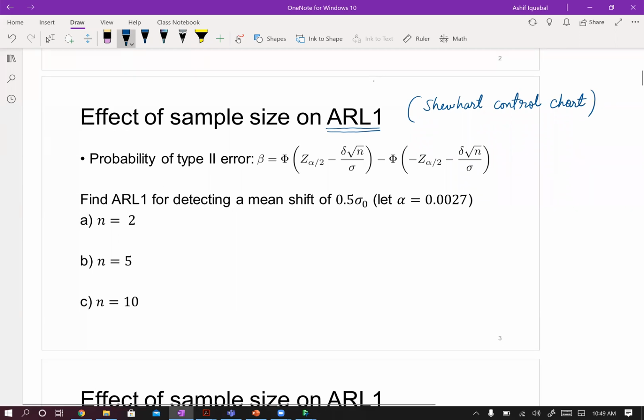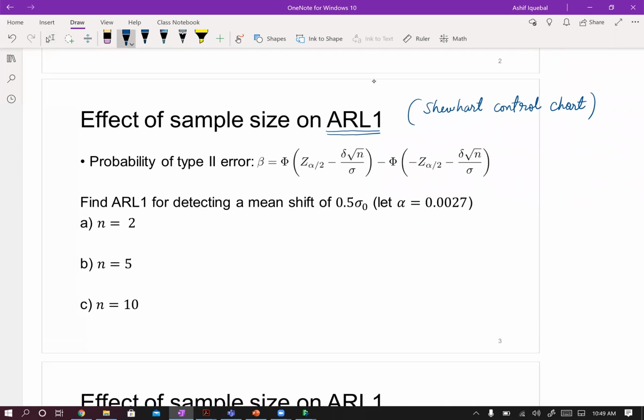So let's actually go back and look at how we calculate ARL1, all right? If you remember, ARL1 is equal to 1 by 1 minus beta, right? And we already have the formula for beta. So let's calculate ARL1 for different values of n, given that the mean shift delta is equal to 0.5 sigma naught, and alpha is 0.0027. So automatically your Z alpha by 2 is equal to 3.